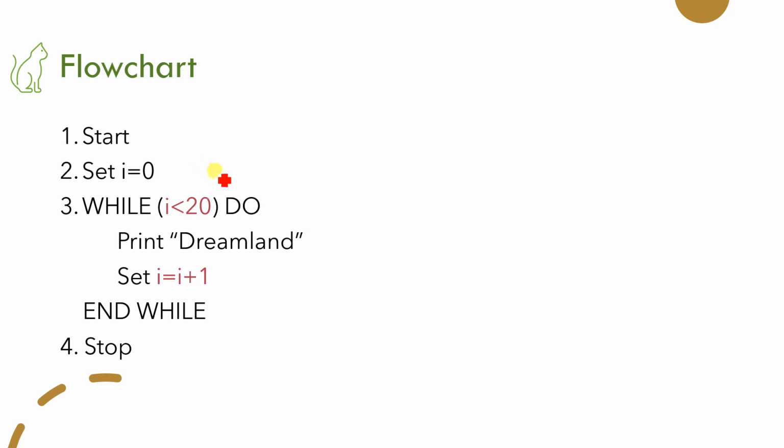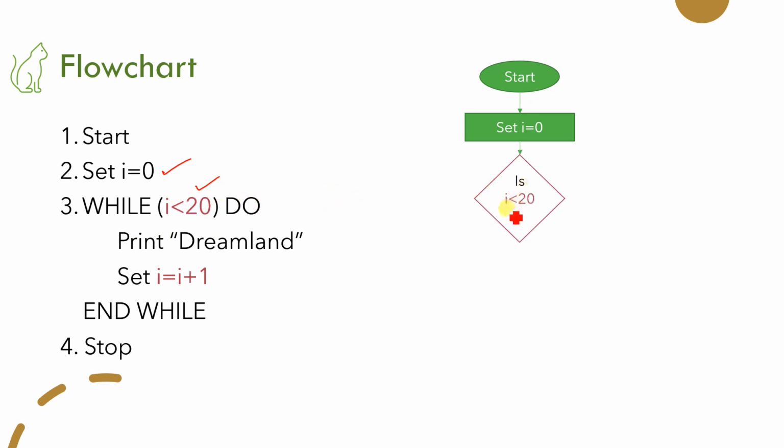So how to draw it? It will be drawn like this. The first line, that is start, is the first step, and it will be represented like this. Then the second step is a processing statement, so I will write set I is equal to 0. The third step is a condition, so I have to mention the condition: I less than 20, question mark. There will be a yes line and a no line.